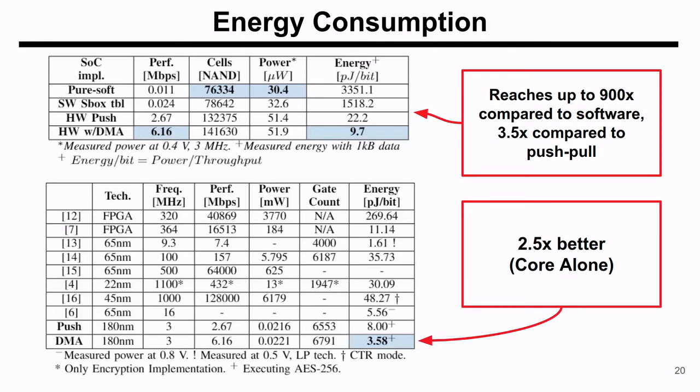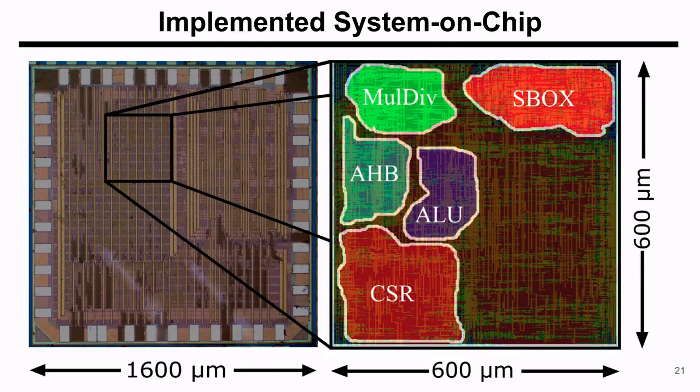If we take the performance of the core only, compared to other works, this design reaches 2.5 times better performance. And finally, this design was fabricated and tested in a 180 nanometer process, including the processor with the different parts for calculating the AES.